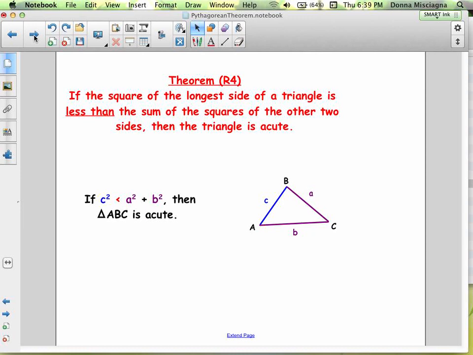And conversely, if the square of the longest side of a triangle is less than the sum of the squares of the other two sides, then the triangle is acute. And that makes sense, because a smaller angle will be opposite a smaller side. So if c squared is less than a squared plus b squared, then triangle ABC is acute.